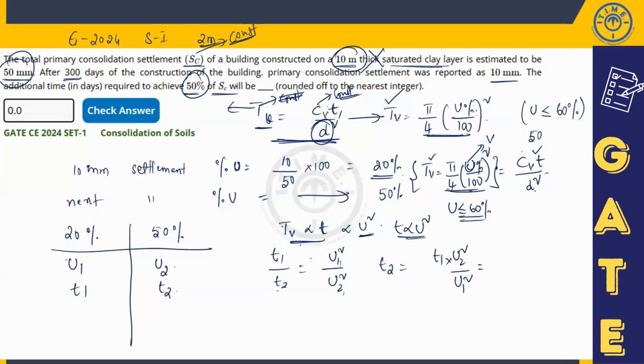How much is T1? 300 days. In 300 days, how much is the settlement? 10 mm. 10 mm is how much percent? See, U2 is 50%, 50 square, by U1 is 20%, 10 mm means 20%, 20 square. From this, what is the value of T2? Tell me, my dear students.